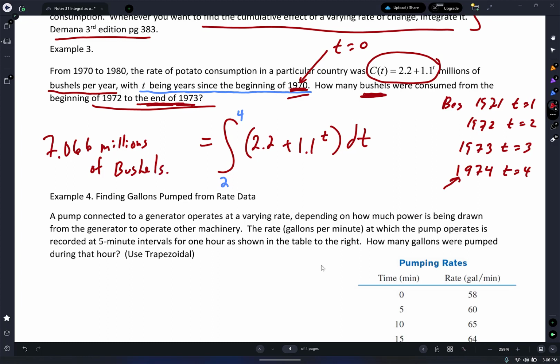What is a bushel? Like, how big is a bushel? What's the volume? A basket? Okay. So yeah, this 7.066 millions, I can believe that, some country, and that's what they do. They model. They just find a model for a rate.